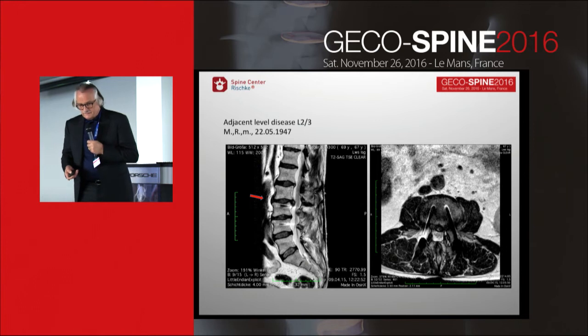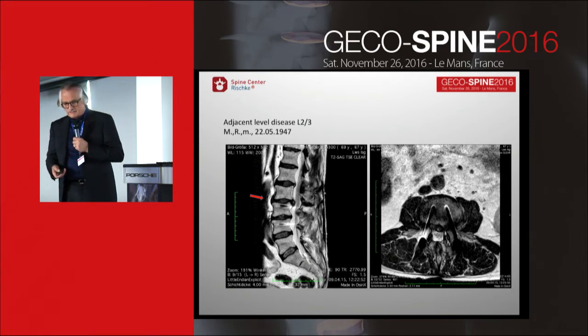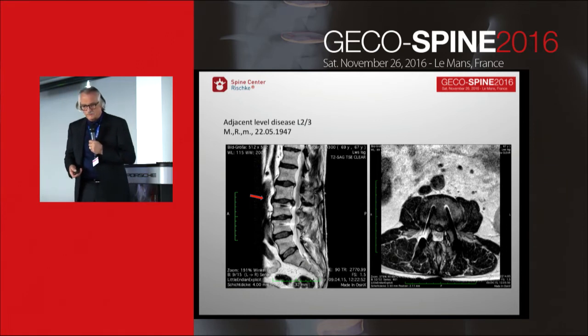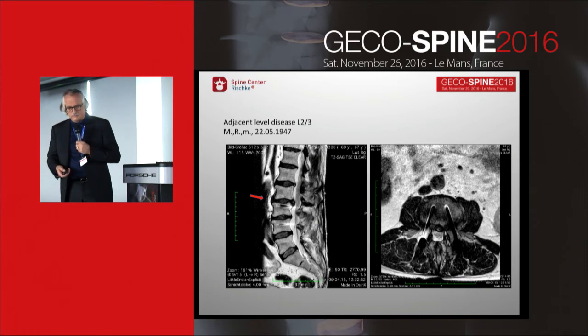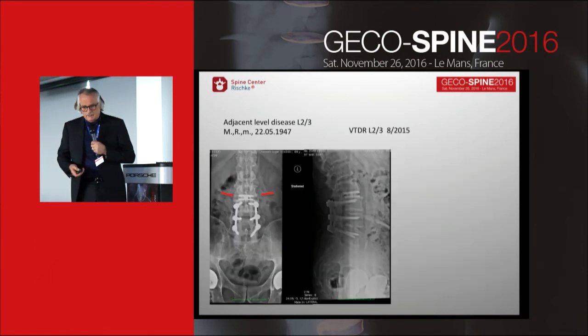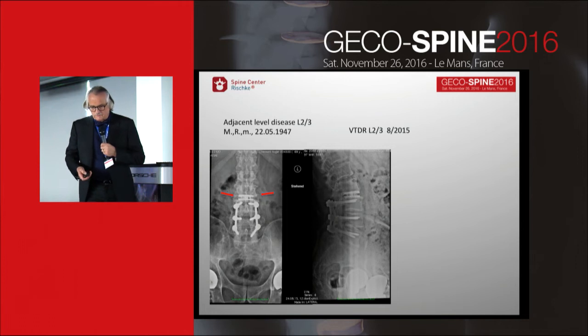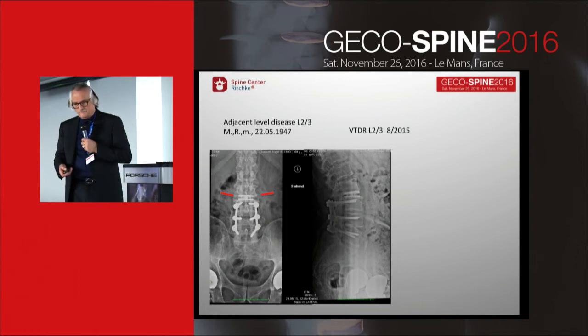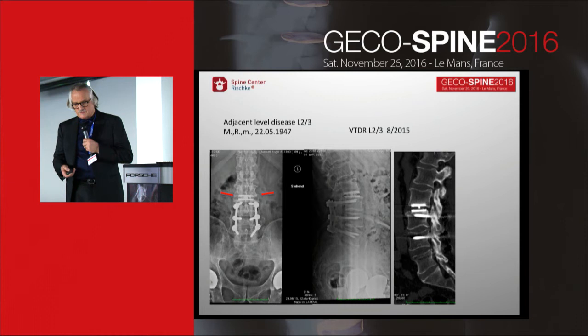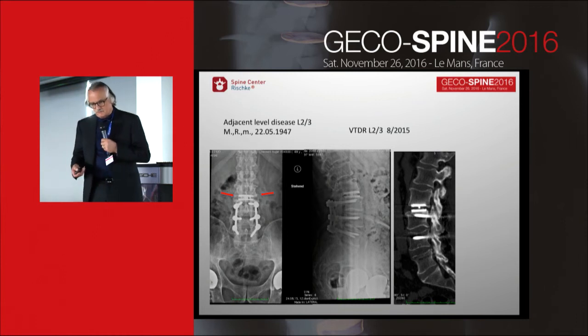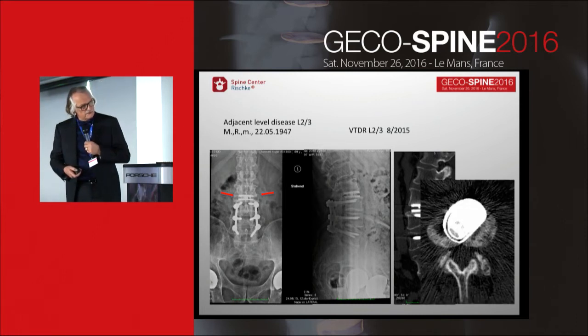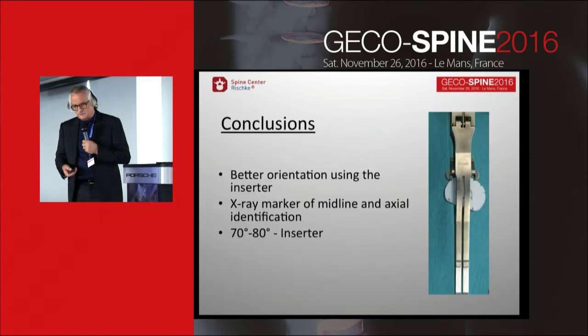There's another case with an adjacent level disease in L2-3 with a huge protrusion of the disc material and a stenosis of the foramen. And in this case, I also put a prosthesis from anterolateral, but in the CT scan, it seems to be correct, but in the axial, there was a rotation without any complaints, but it is not perfect. And this is what I want to note.